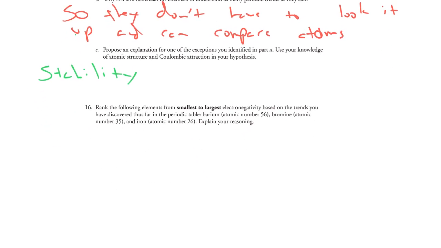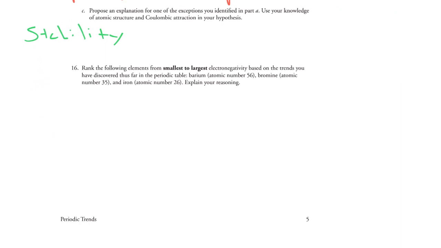All right, so rank the following elements from smallest to largest in terms of electronegativity. So the correct order is barium has lower electronegativity than iron, which has lower electronegativity than bromine, which has the highest electronegativity.